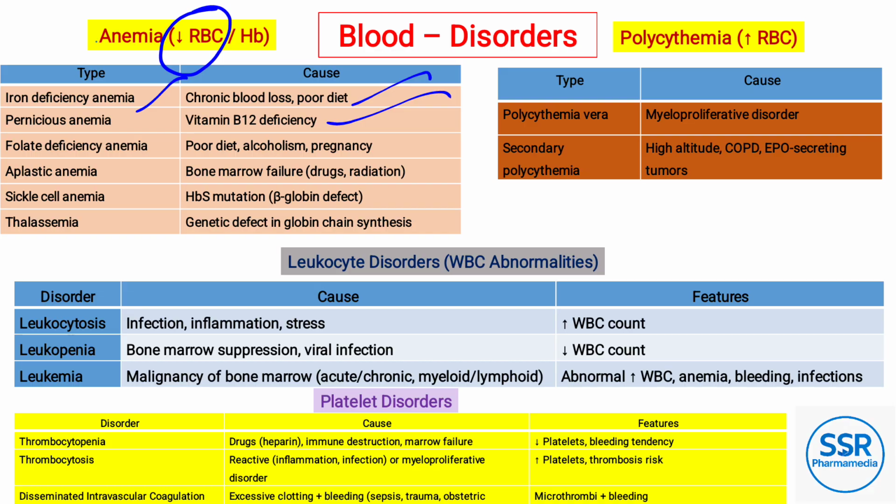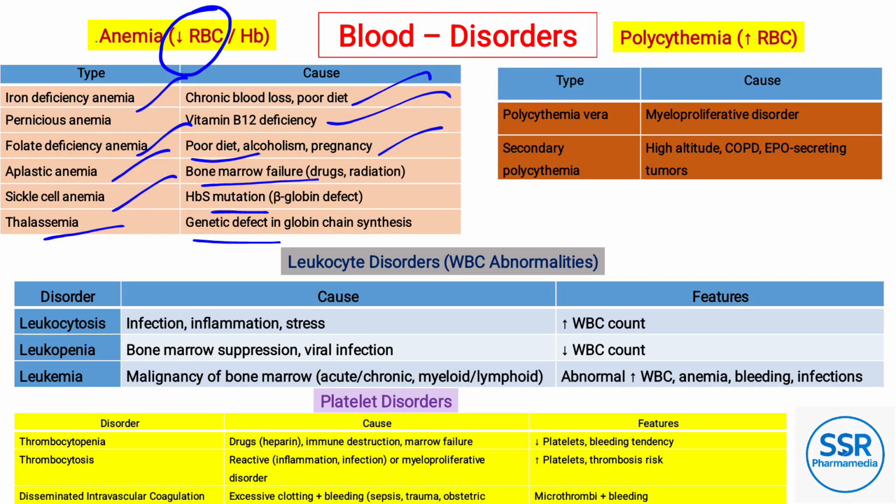Folate deficiency anemia is due to poor diet, alcoholism and pregnancy. Aplastic anemia is due to bone marrow failure. Sickle cell anemia is due to a hemoglobin mutation, a beta globin defect. Thalassemia is a genetic defect in globin chain synthesis.